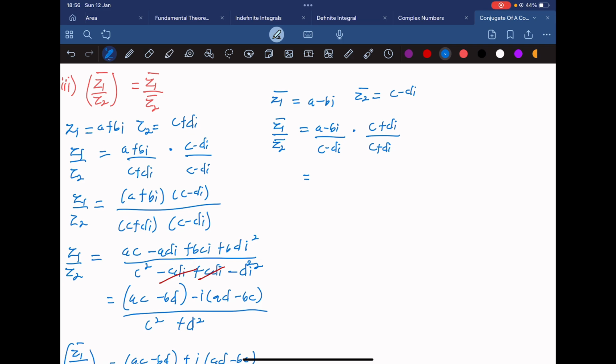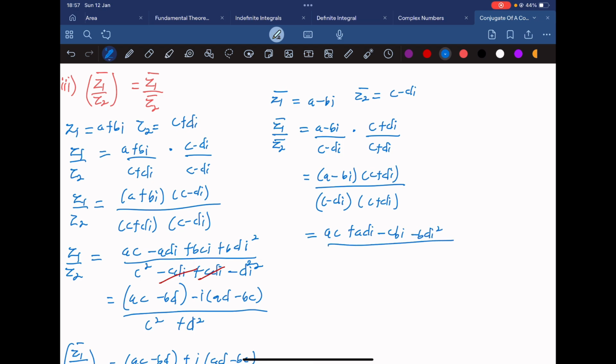And you FOIL it out. So you're going to have A minus BI multiplying C plus DI. Then you divide by C minus DI multiplying C plus DI. So if you FOIL it out, just as we did, you should have AC plus ADI minus CBI, then minus BDI squared. In the denominator, you're going to have C squared plus CDI minus CDI, then minus D squared I squared.